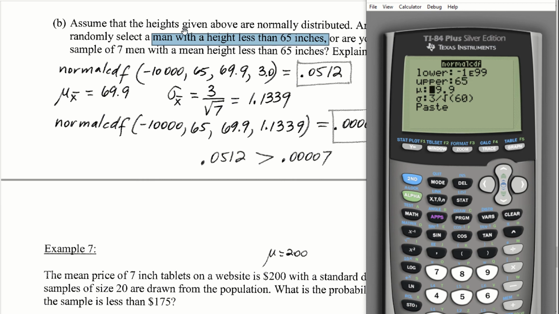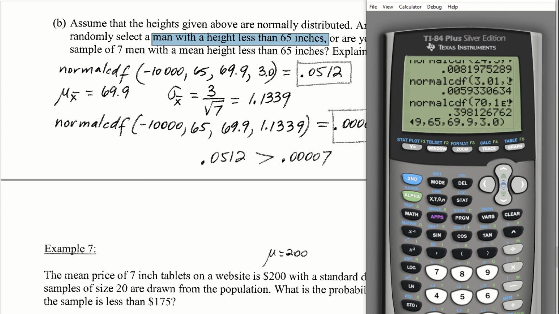Because this belongs to the original distribution, we need to be using a mean equal to mu and a standard deviation equal to sigma. So this is going to be 69.9, and we're going to use the 3.0, which was the standard deviation of the population. We go ahead and we hit enter, and we would see that to 4 decimal places, that would round to 0.0512. So that's the probability of selecting a single man whose height is less than 65 inches.